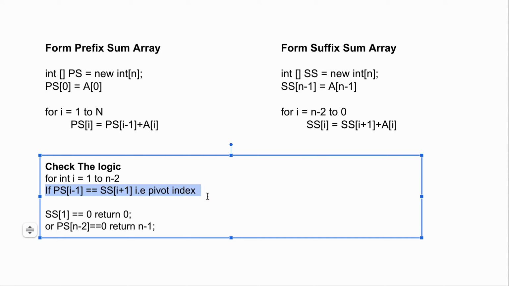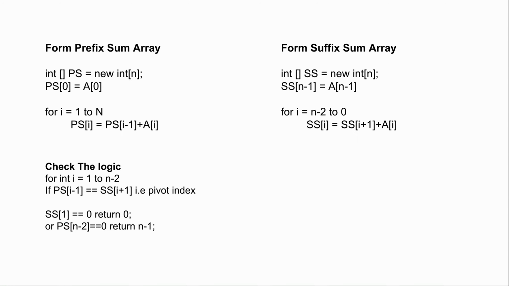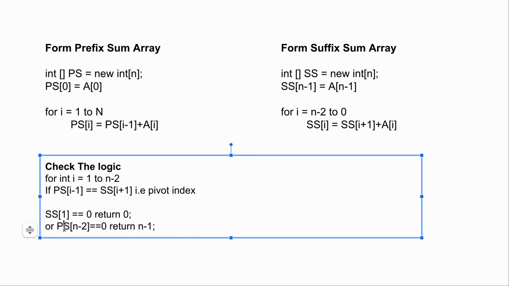And there are two special cases that we have to take care of. That is, if the suffix sum of 1 is 0, for example, in this case, this is 0. If that is the case, then 0 will be our answer. Alright. Similarly, in the opposite direction also, if the PS of n minus 2 is equal to 0, we will return n minus 1. So this is the algorithm for the pivot index. I hope you understood this. If you have understood this, we can go into the next problem.